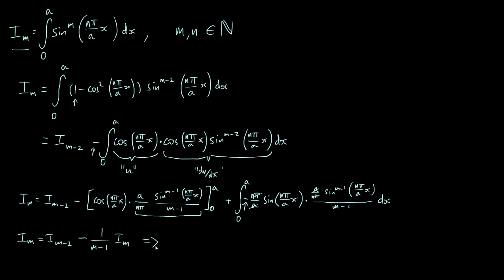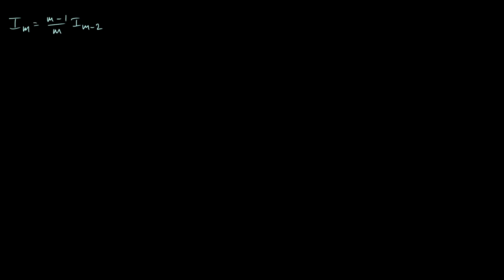We can just rearrange it a bit, put it in a nicer form, right? So if I collect the I_m onto the same side, we get (1 + 1/(m-1)) times I_m is I_(m-2), and then just rearrange this a bit, do some algebra with this fraction here. You will find that I_m is equal to (m-1)/m times I_(m-2). So we've derived this nice relationship between I_m and I_(m-2).